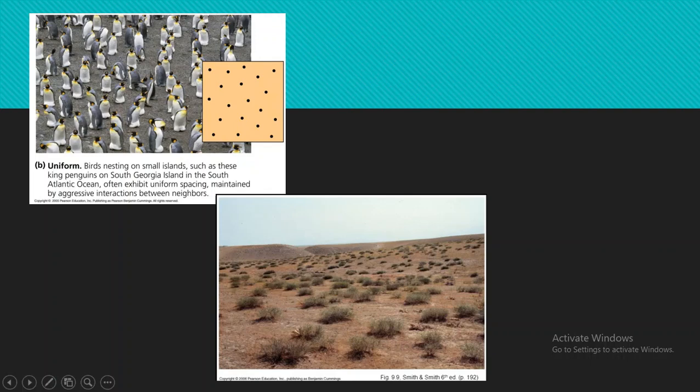King penguins. Ito king penguins eh. These are emperor penguins. So, itong shrubs naman, nakalimutan ko yung pangalan. Basta, these are found in Karakum Desert. Nagiging uniformly dispersed sila because they secrete toxins from their roots, na nagpe-prevent ng growth around a plant. Itong plant na to, hindi siya nag-aallow ng growth palibot niya kasi may release siyang toxin para yung nutrients doon sa area na yon papunta lang sa kanya. So, para walang competition din.